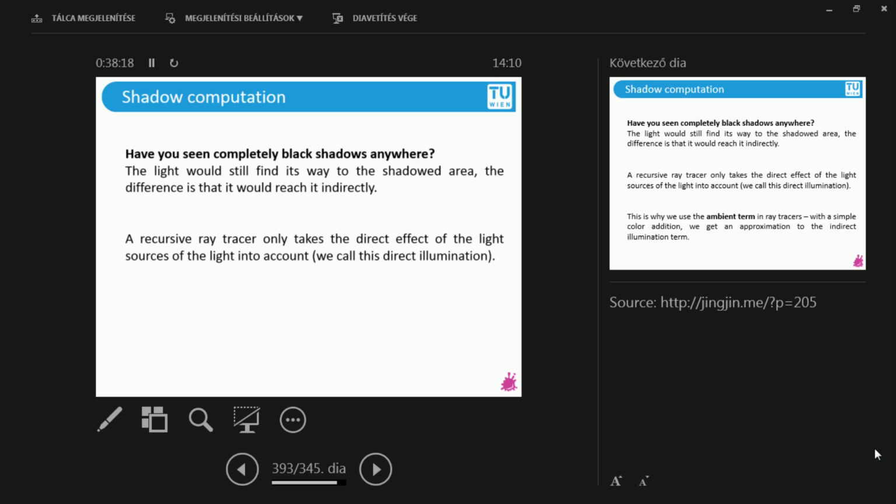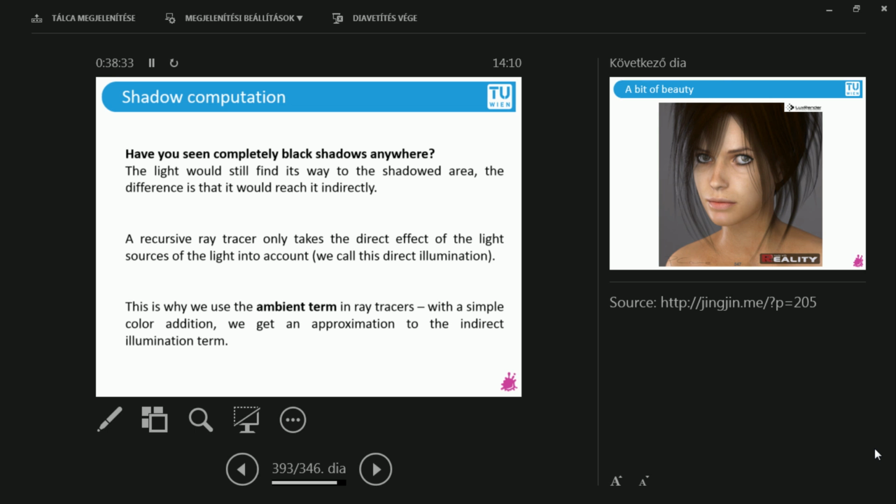And this we cannot compute yet. This is multiple diffuse bounces after each other. We cannot take this into account. We would need to solve the full rendering equation for this. So what we have is direct illumination. And this is where the ambient term comes into place, what we have been talking about.